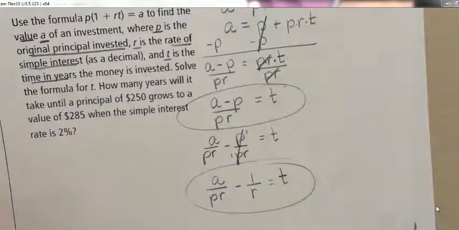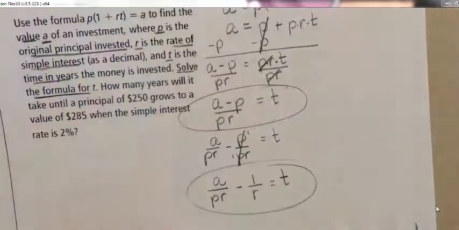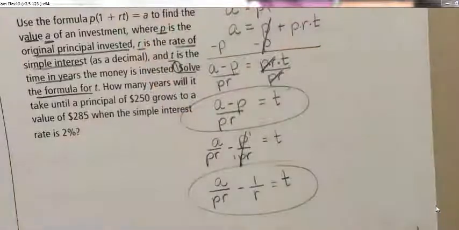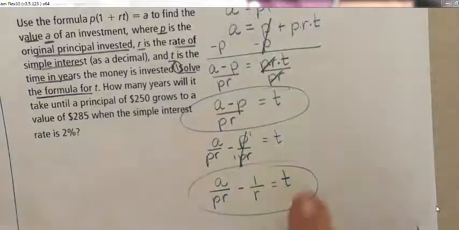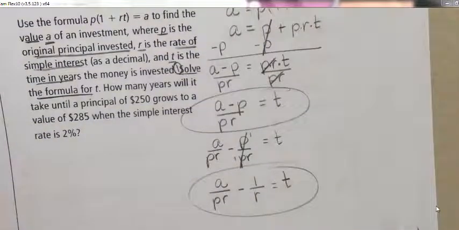All right, so we did the first part of this. So we solved the formula for t. That was the first part. You will have a problem like this on your test, and everybody just does the second part without doing the first part. So this would get you a point on a test. Okay, now the second part of this is how many years will it take until a principal of $250 grows to a value of $285 when the simple interest rate is 2%.